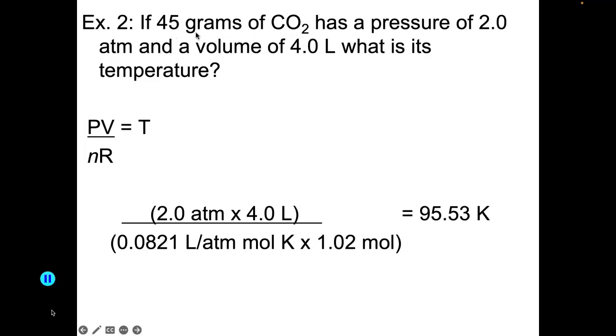Now you might be wondering how we got this mole value when we have a mass for carbon dioxide in grams. So this is where we'd have to do some converting. We'd take 45 grams of carbon dioxide, we'd find the molar mass to convert it into moles. Okay, and they did that. That's done, but it's not shown here. So that will give us 1.02 moles.